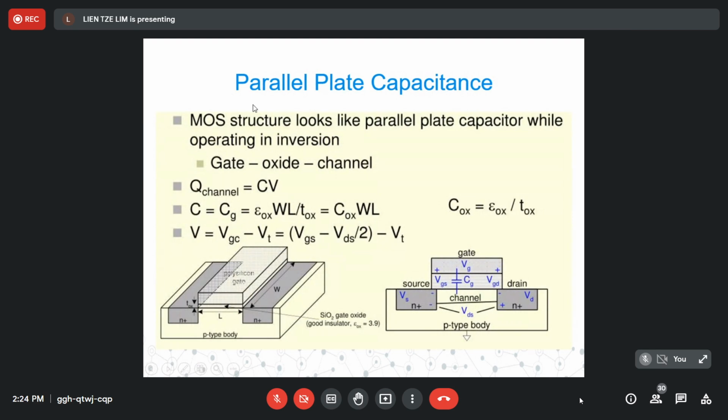There is a MOS structure given here. The MOS structure looks like a parallel plate capacitance while operating in inversion. Remember, in the inversion operating mode, there is a negative charge accumulated under the gate, in this region. It's not positive, it's negative charge accumulated in this region, and positive charge at the gate. They attract each other, so we call it inversion. It is operating in inversion.